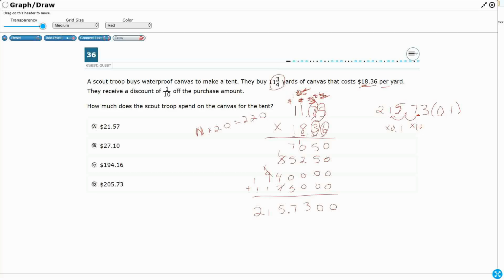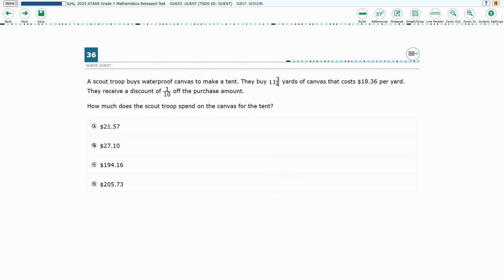So let's go ahead and look at 215.73. We're going to take away the 10% discount. So I'm just going to write 21.57. I'm going to drop that 3. That's the 10th off. Subtract. We get 6, 1, 4, and that's going to be 19. So what's the actual final price? $194.16. I took that 10% off. Answer is C.